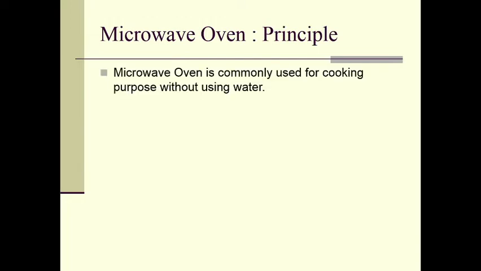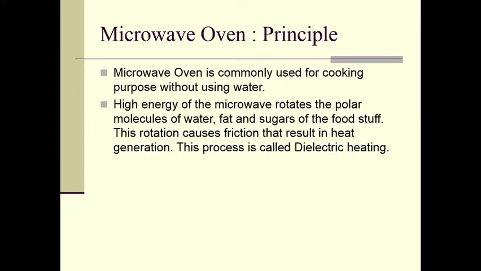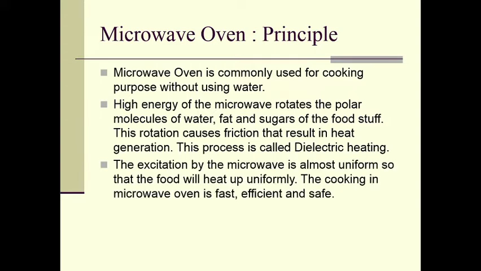Let us study the principle of the microwave oven. The microwave oven is commonly used for cooking purposes without using water. The high energy of the microwave rotates the polar molecules of water, fat and sugars of the foodstuff. This rotation causes friction that results in heat generation. This process is called dielectric heating. The excitation by the microwave is almost uniform so that the food will heat up uniformly. The cooking in a microwave oven is fast, efficient and safe.